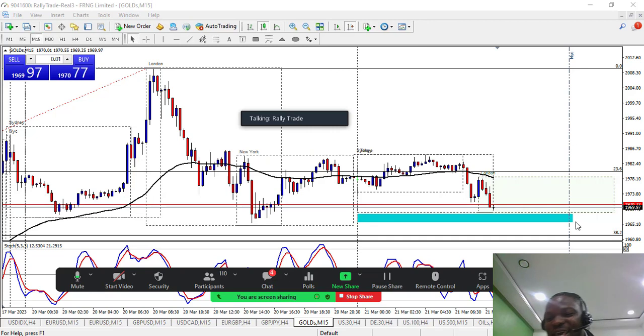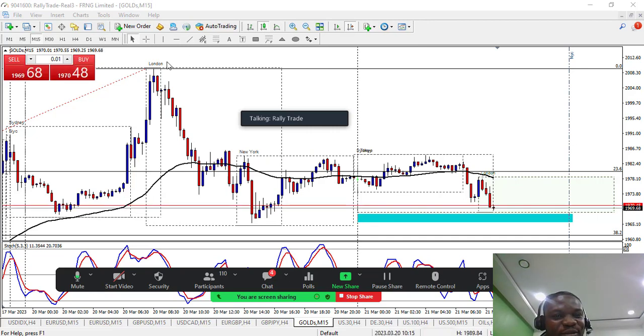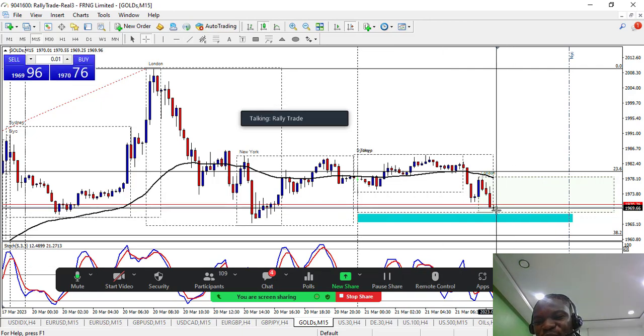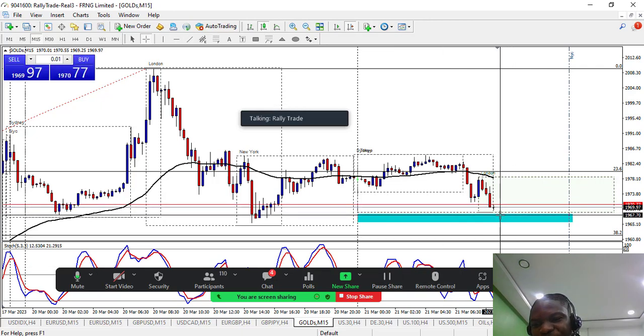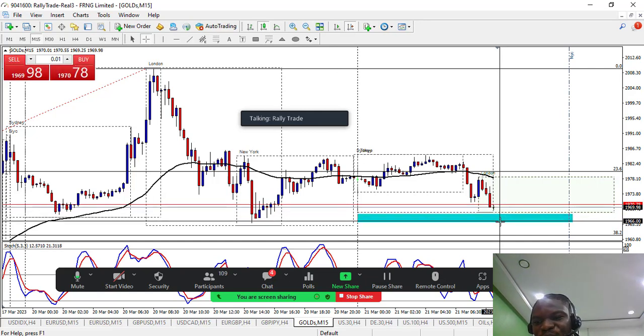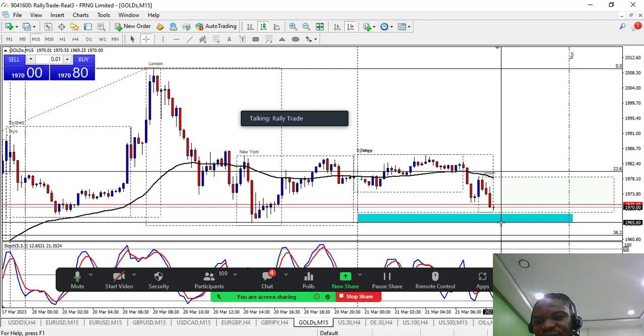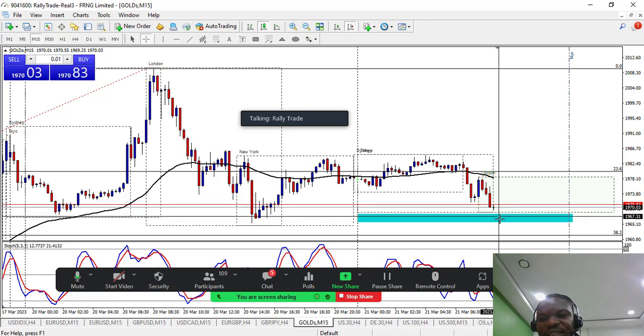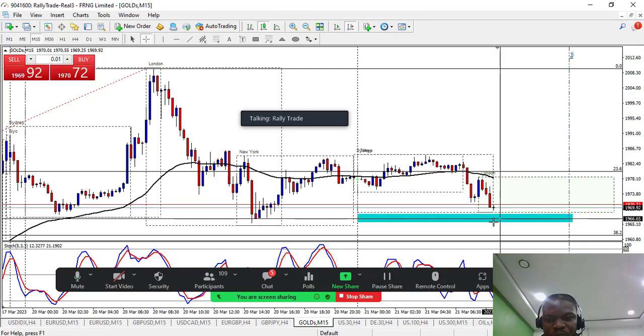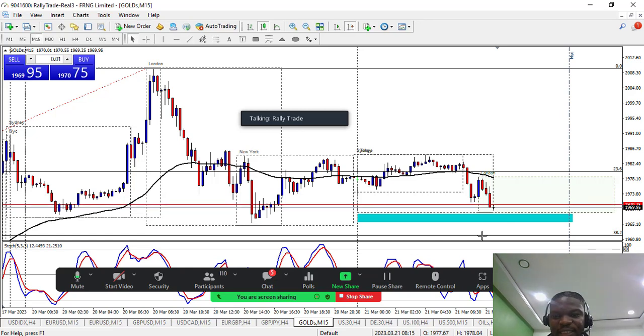All right. So if gold can trade below this level, I would like to take a sell. Please take notes. If gold trades below this level, 1967.70 to 1965, around this range, I would like to do a sell. So remember, I would like to sell, right?